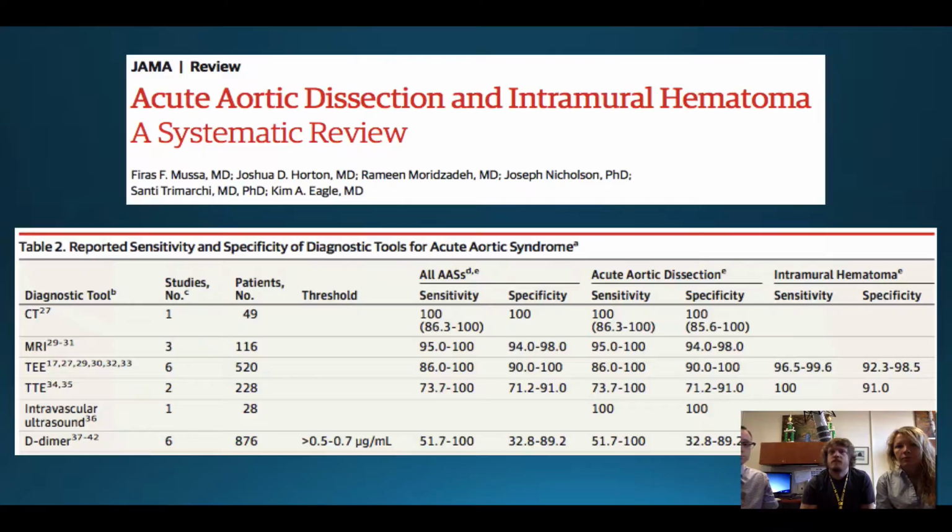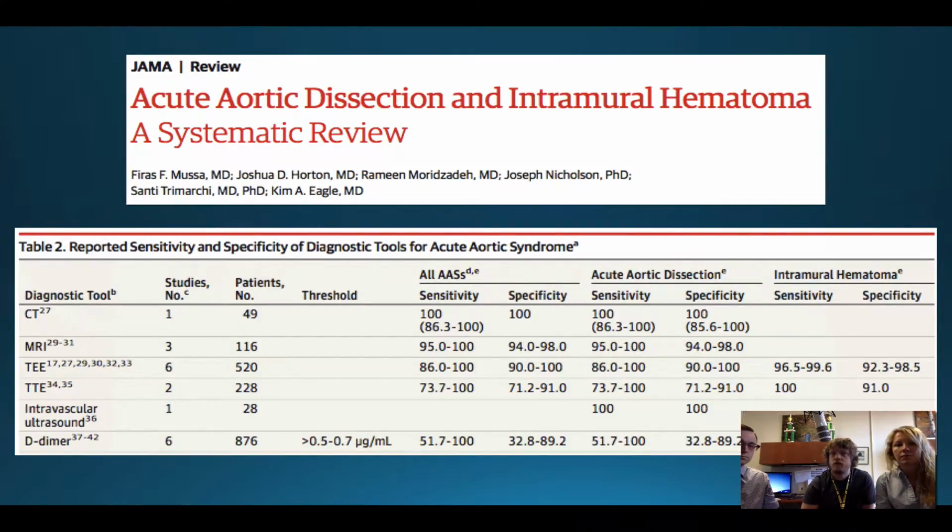Diagnosing aortic dissection, there's a bunch of different imaging modalities. This is a JAMA review article from 2016. And as you can see, CT and MRI are really our gold standard. Back in the day, it used to be aortography. However, now the CT is very sensitive and very specific.